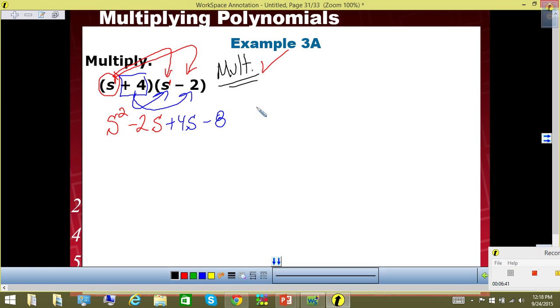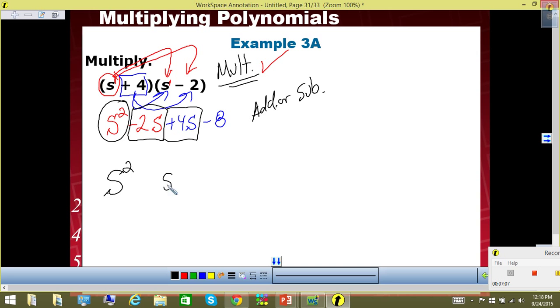Check this out. The next step is to add or subtract. So pay attention to this part. When we add or subtract, we no longer do anything with exponents. Now we're going to combine like terms. So, is there another S squared here? No, I just rewrite it. All right. Here's an S. Is there another S? Yes, so I write it once.